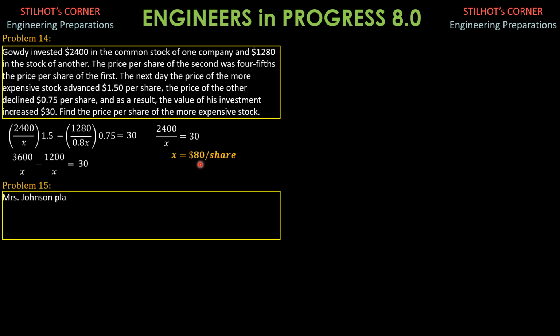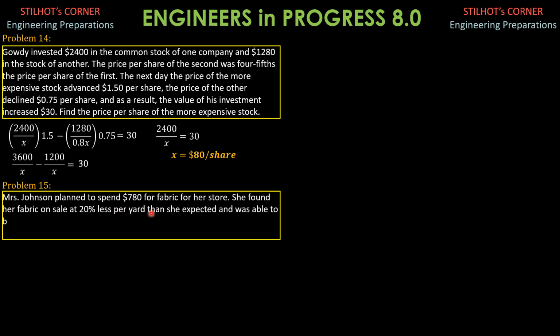Problem 15. Mrs. Johnson planned to spend $780 for fabric for her store. She found her fabric on sale at 20% less per yard than she expected and was able to buy 40 extra yards for a total cost of $832. How much fabric had she planned to buy and what was the original cost per yard?